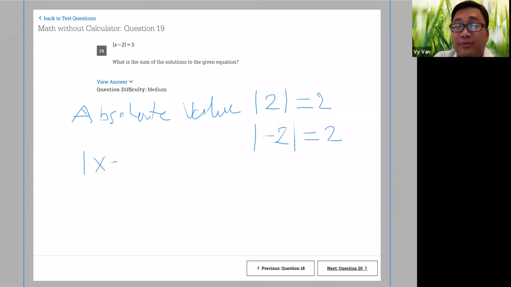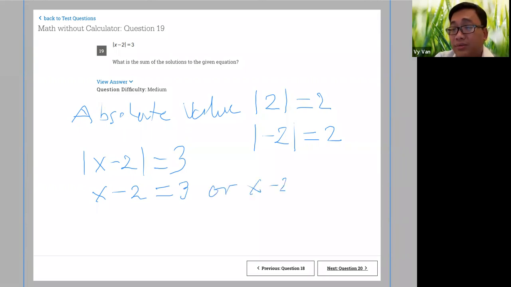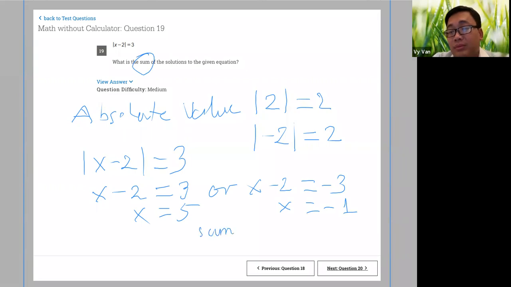Absolute value of x minus 2: in Algebra 1, when you learn this, you set it up this way because the absolute value of a negative number and a positive number result in the same answer. So here we have the absolute value of x minus 2 equals 3. We set up x minus 2 equals 3, or x minus 2 equals negative 3. That means x equals 5, or x equals negative 1. Because they asked for the sum, you add them up. The sum is 5 plus negative 1, which is 4.